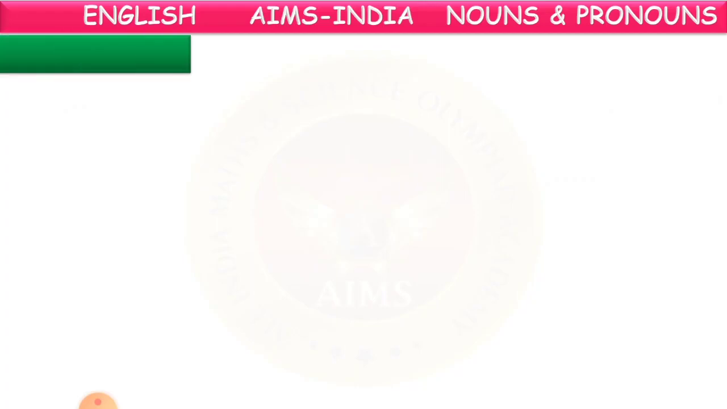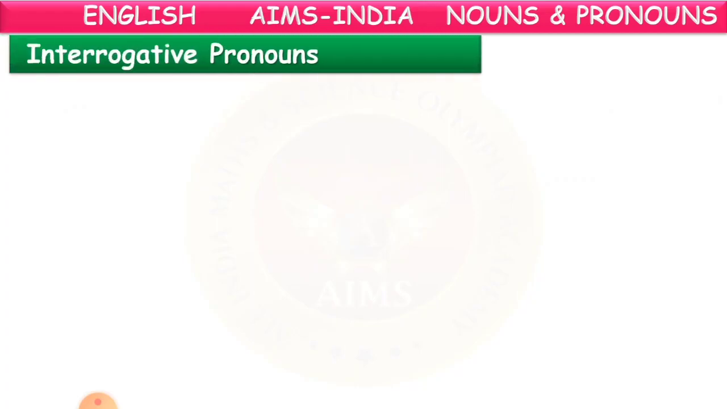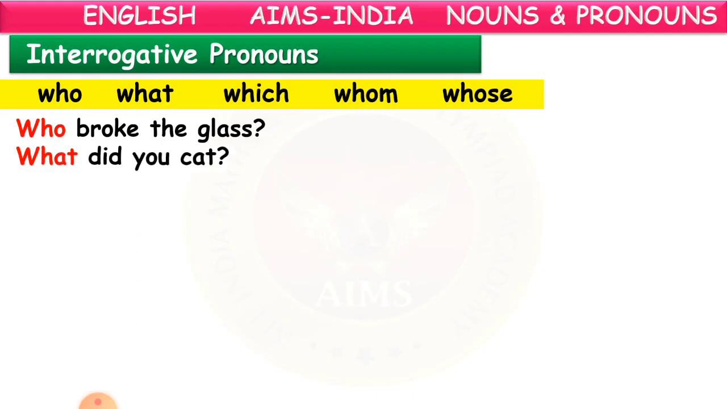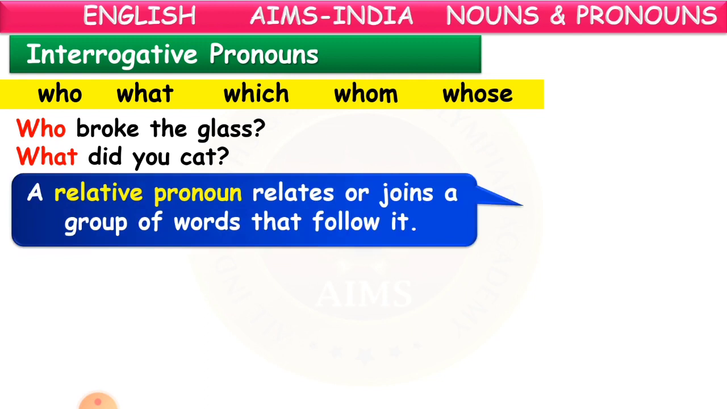So children, yesterday we discussed some kinds of pronouns. Do you remember? They were personal, possessive, reflexive, demonstrative, interrogative and relative. Today, as a revision, we'll start with interrogative pronouns. What are they, children? The sentence is going to end with a question mark.